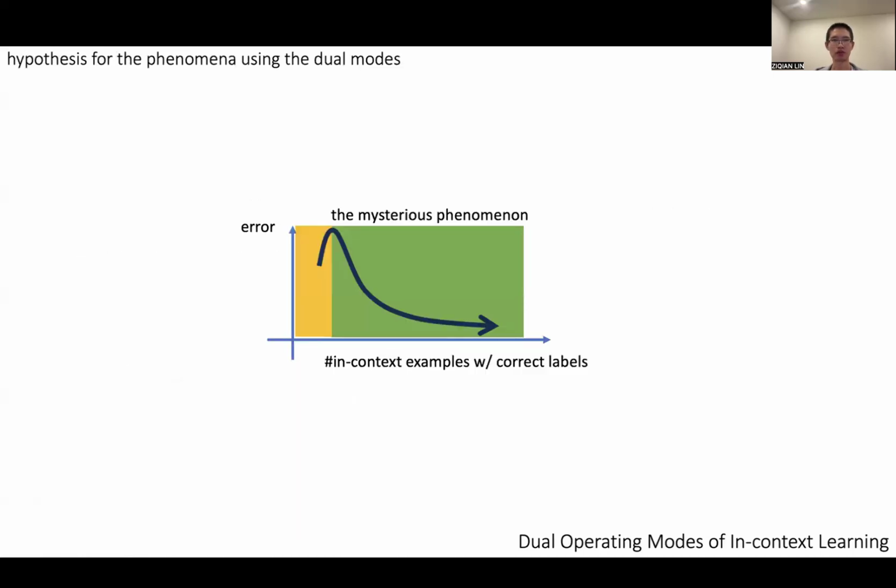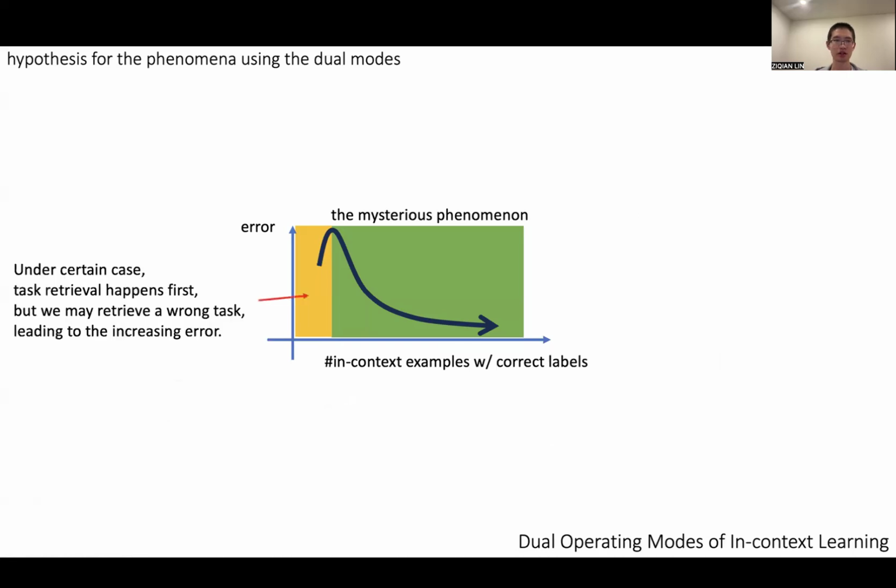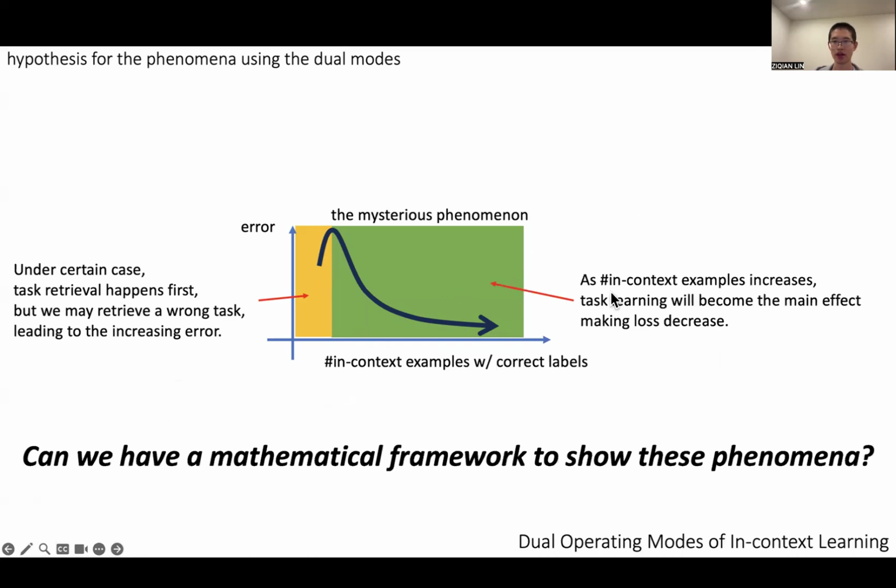So I will use the 2 modes to explain the phenomenon. At the blue region, under certain cases, task retrieval will happen first, but we may retrieve the wrong task, and this leads to the increasing error. And at the second stage, as the number of in-context examples increases, task learning will become the main effect. So the language model can learn the function from so many examples and finally make the loss decrease. The question is, can we have a mathematical framework to show this phenomenon?